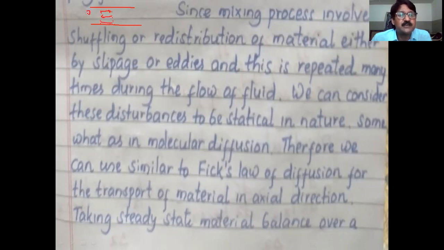Eddies will generally cause complete mixing, which will be occurring at the entrance and exit. So these are the main cause for the mixing. So therefore it is always there in an open vessel. An open vessel means there is mixing at the entrance and exit. If there is no mixing at the entrance and exit, then you will have a closed vessel. It is by slippage, eddies. This is repeated many times.